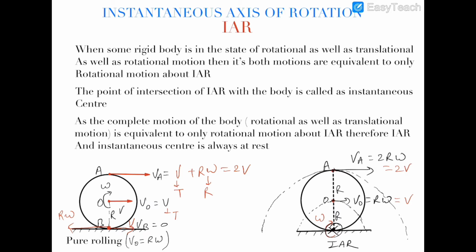Now the angular velocity remains unchanged. I mean to say that the angular velocity with which the ring was rotating about the central axis is the same angular velocity with which this complete ring is rotating about this point. Okay, so angular velocity remains unchanged. Obviously we know this fact that in any rotational motion the angular velocity about any point remains the same.